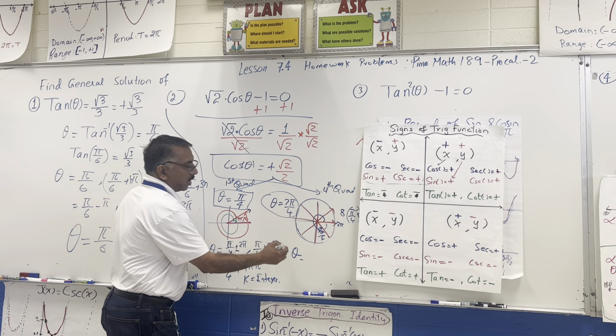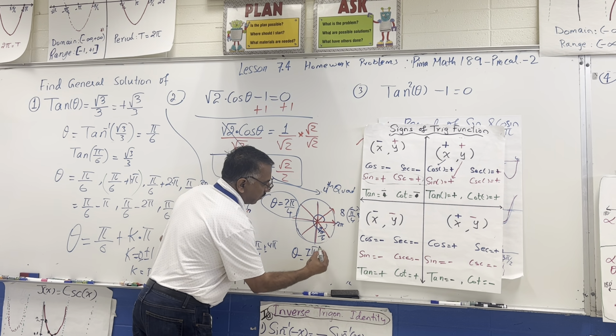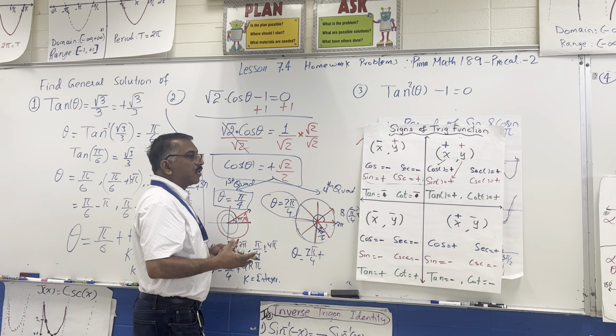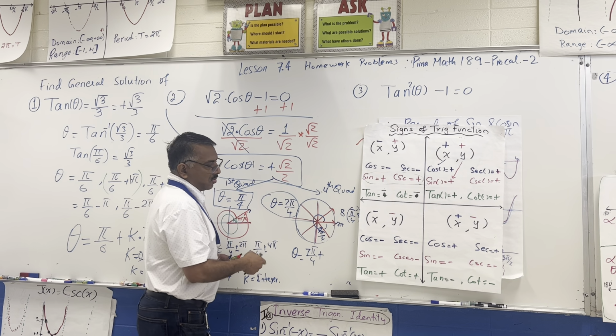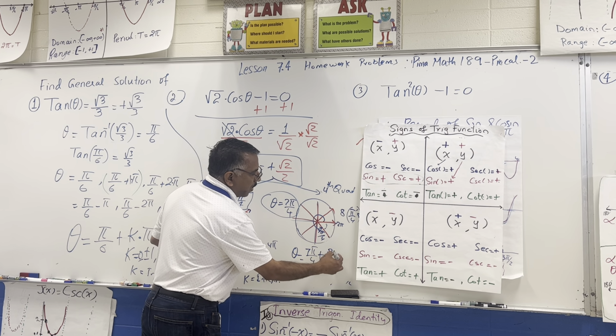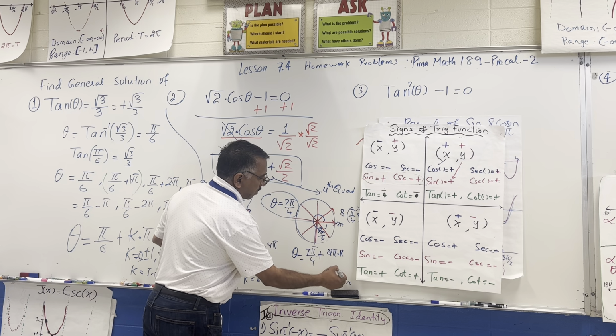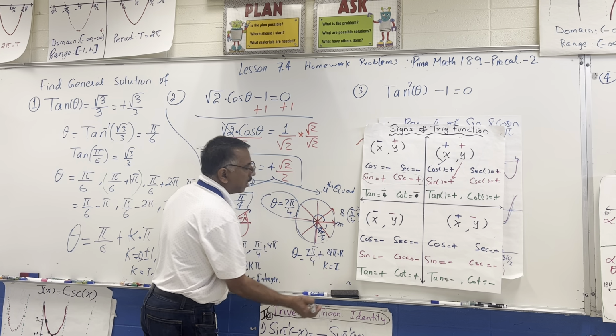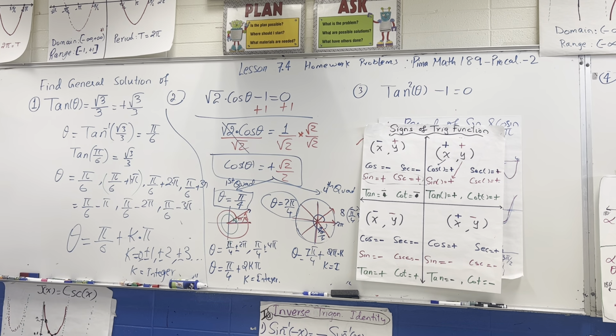Once you get these two angles, you just write 7 pi by 4. And the period, think of the period of cosine, is 2 pi. And that's why I say 2 pi times k, k is an integer, and done. So this completes the second problem.